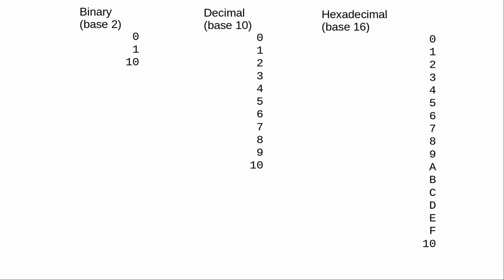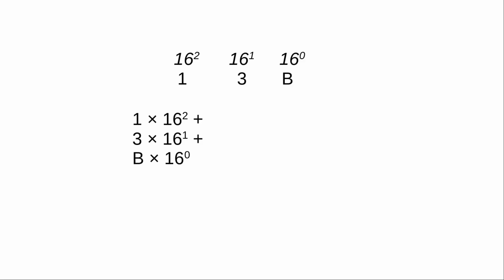in decimal. That means a hexadecimal number like 13B is what we, in decimal, would call 1 times 16 squared, 256, plus 3 times 16 to the first, 3 times 16, plus B, which corresponds to 11, times 1. And that adds up to 315 in decimal.